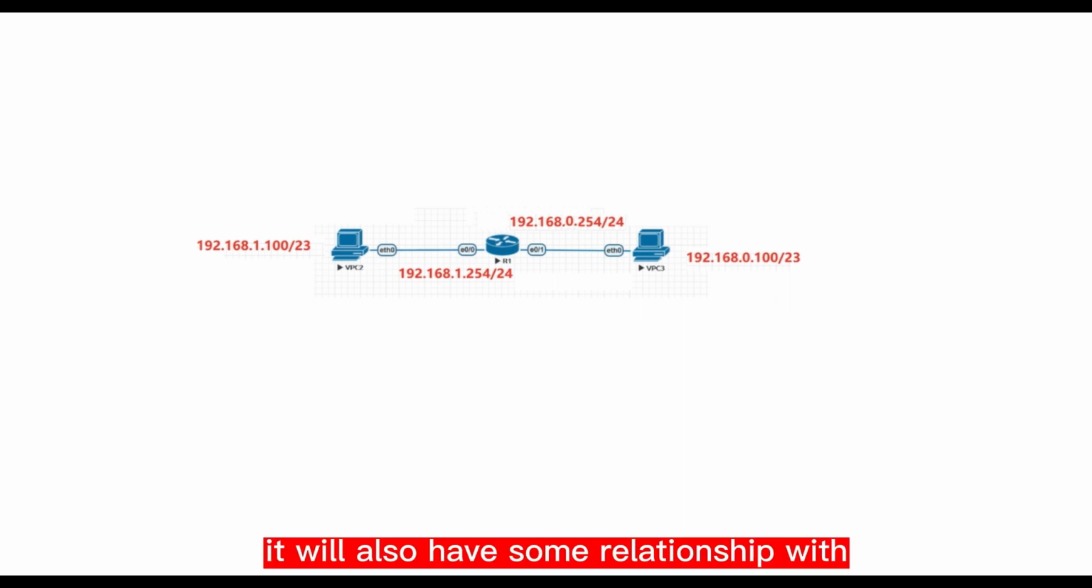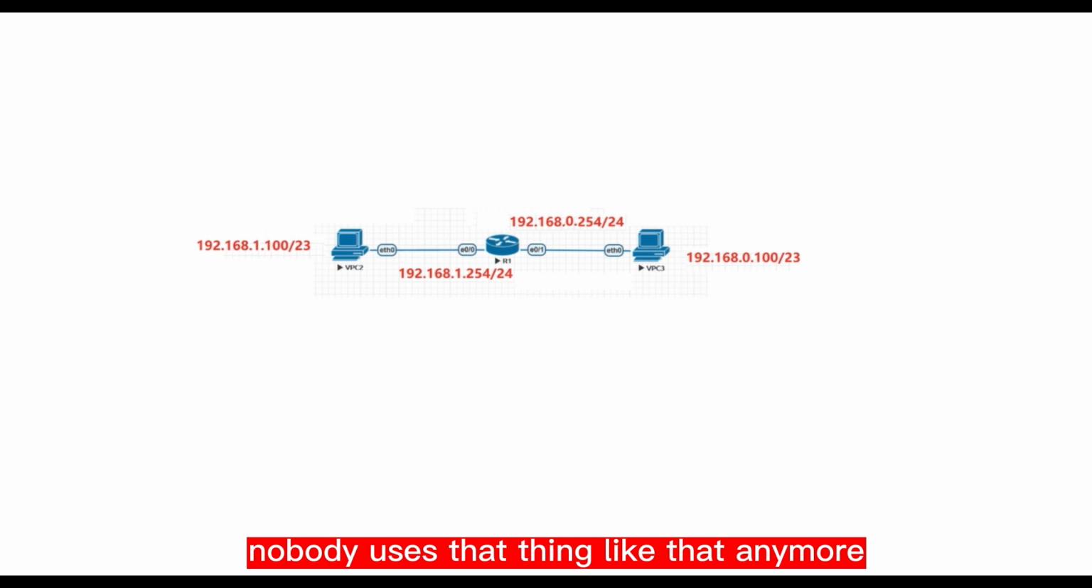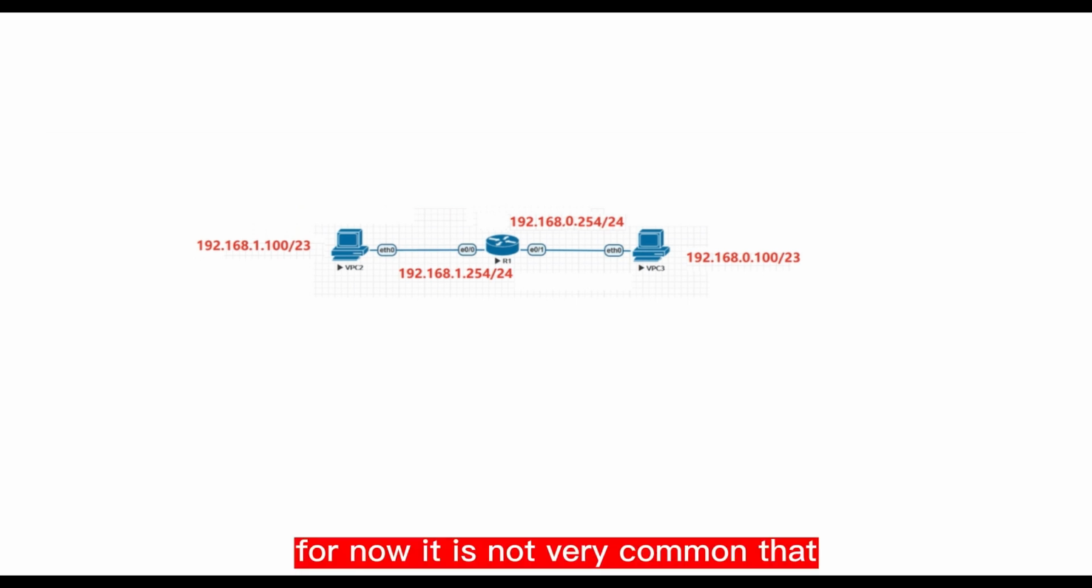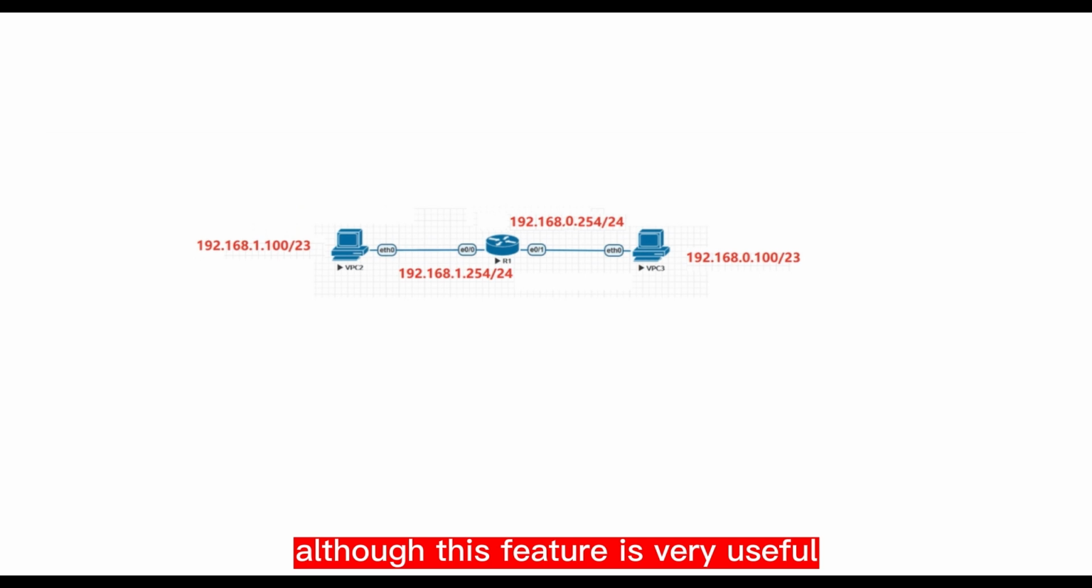Actually, for ARP proxy, when you refer to static routing in the future, pointing out the interface will also have some relationship with it. Only, nobody uses that anymore. For now, it is not very common that the host does not have a gateway. Although this feature is very useful and can solve the corresponding problems, I hardly ever use this feature much. Let's take a look at what it can do.